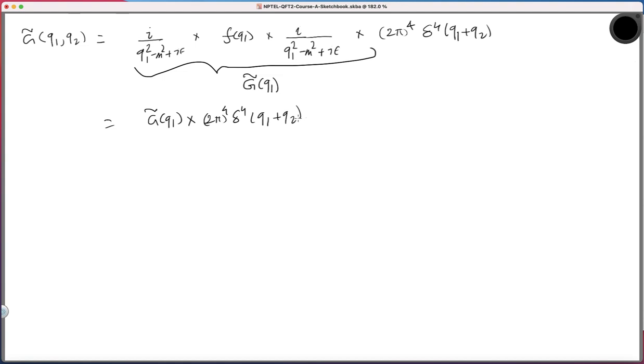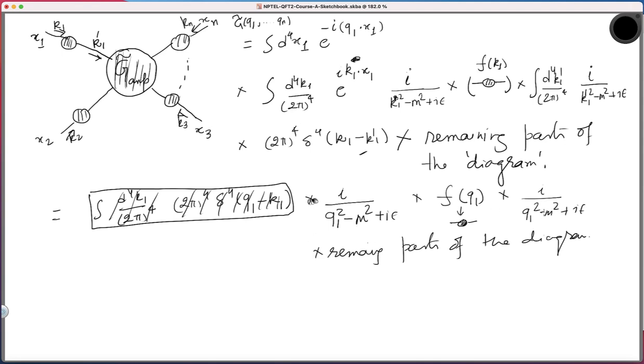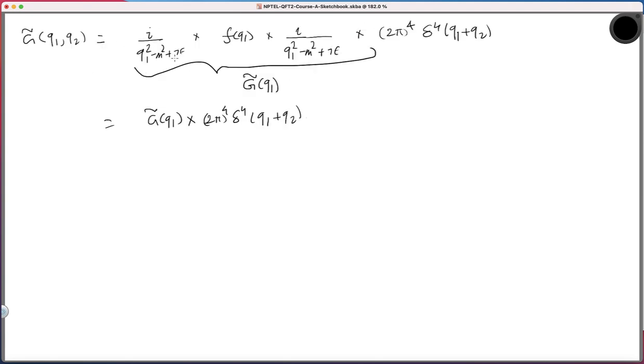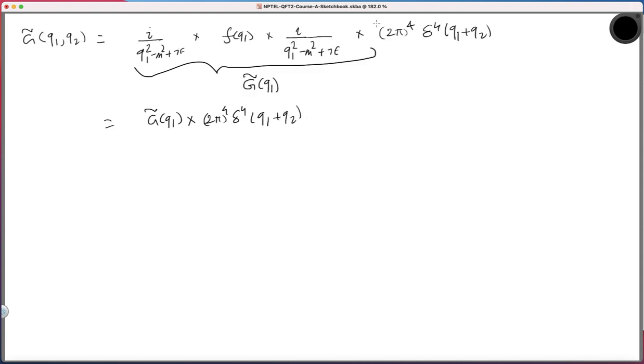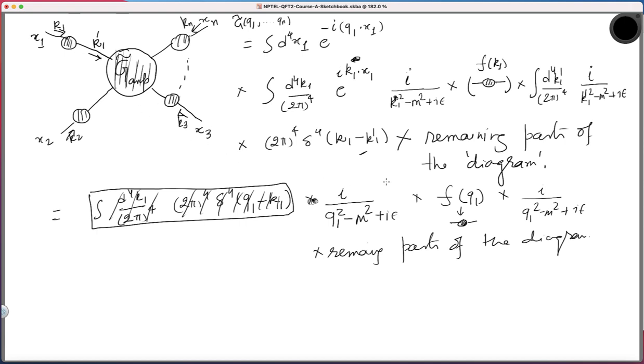Now you see that here we had exactly this when I analyzed the general thing. The contribution from leg 1 was i over this propagator times f of q1 times again the same propagator, multiplying the remaining parts of the diagram. And for the two-point function, it has exactly the same form: this propagator with q1 momentum in it, then f of q1, which is exactly the same f of q1, then again this propagator, but another factor of 2 pi to the 4 delta 4 of q1 plus q2. So what appears here, this piece, is g tilde of q1. So I will write this as g tilde of q1 times the remaining part of the diagram.